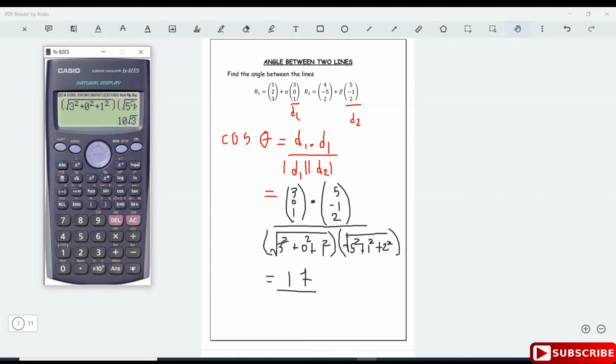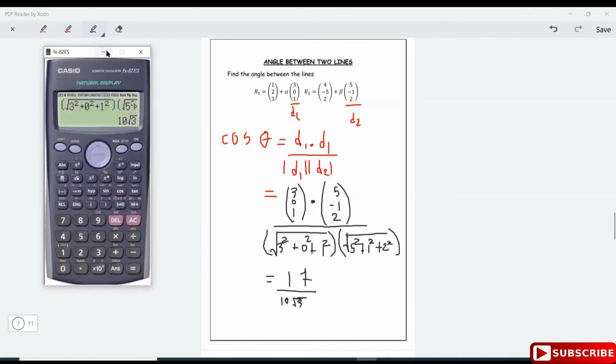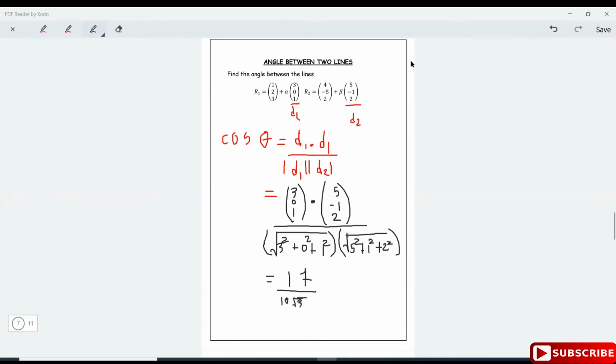That's giving us 10 root 3. This is 10 times the root of 3. So since we get 10 root 3 now, that means the angle theta is just going to be cos inverse of that. Theta is cos inverse 17 over 10 root 3. That is theta.